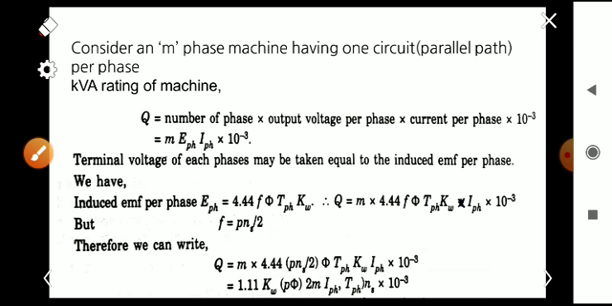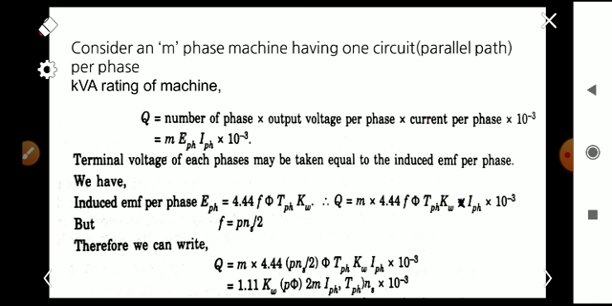Here Q is equal to the number of phases times the output voltage per phase and current per phase into 10 raised to minus 3. So if you are considering a 3-phase machine, Q will be equal to 3 into V phase into I phase into 10 raised to minus 3. And if you are considering an M-phase machine, it will be equal to M into V phase into I phase into 10 raised to minus 3.